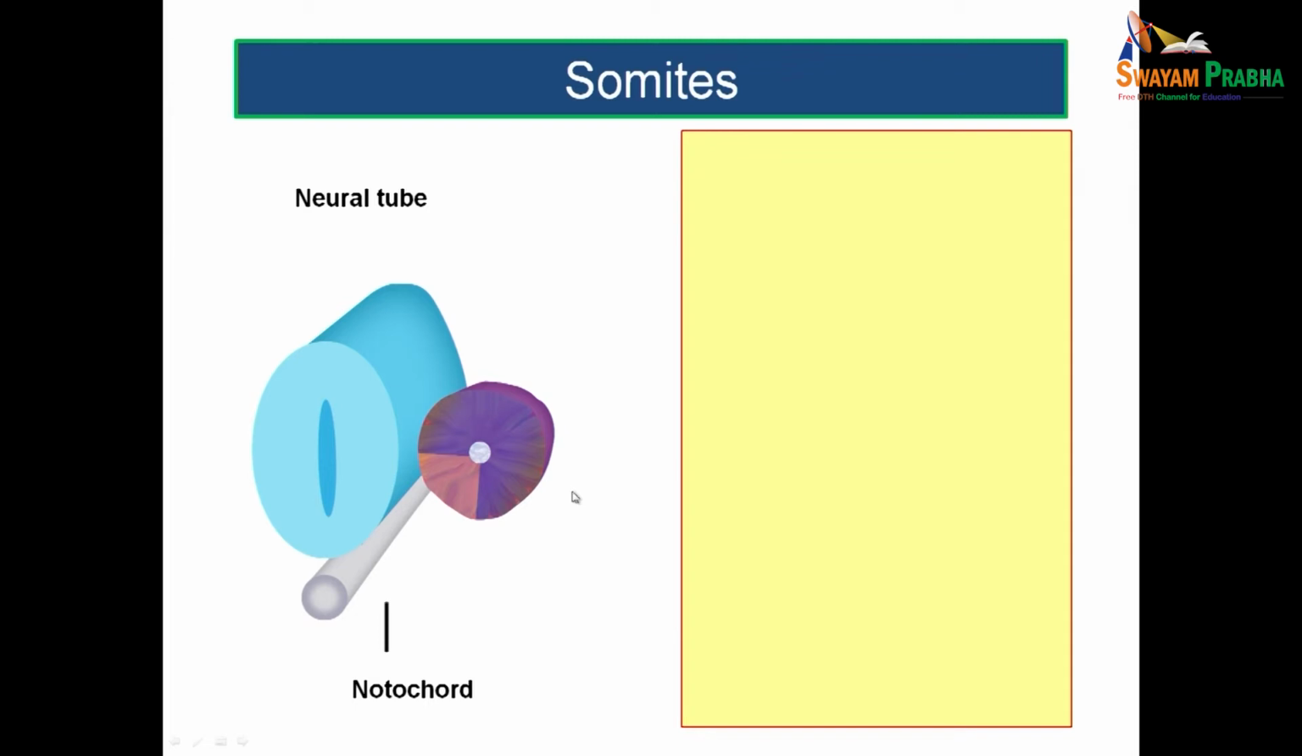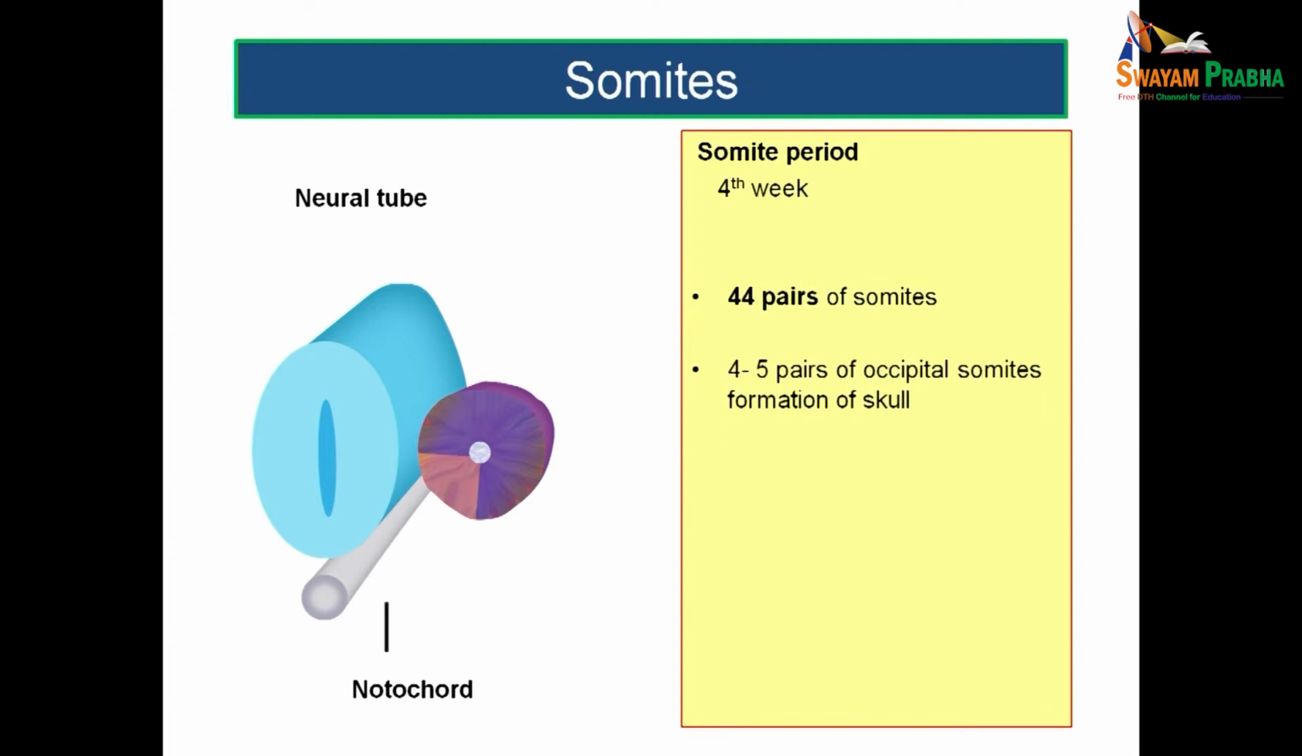Now, let us see the details of somites, or what do you mean by somites? We have seen that the somite is actually derived from the paraxial mesoderm, and the somite period is roughly said as 4th week of intrauterine period. And we get roughly 44 pairs of somites during the development. Actually, 4 to 5 pairs of occipital somites are giving rise to the formation of skull.